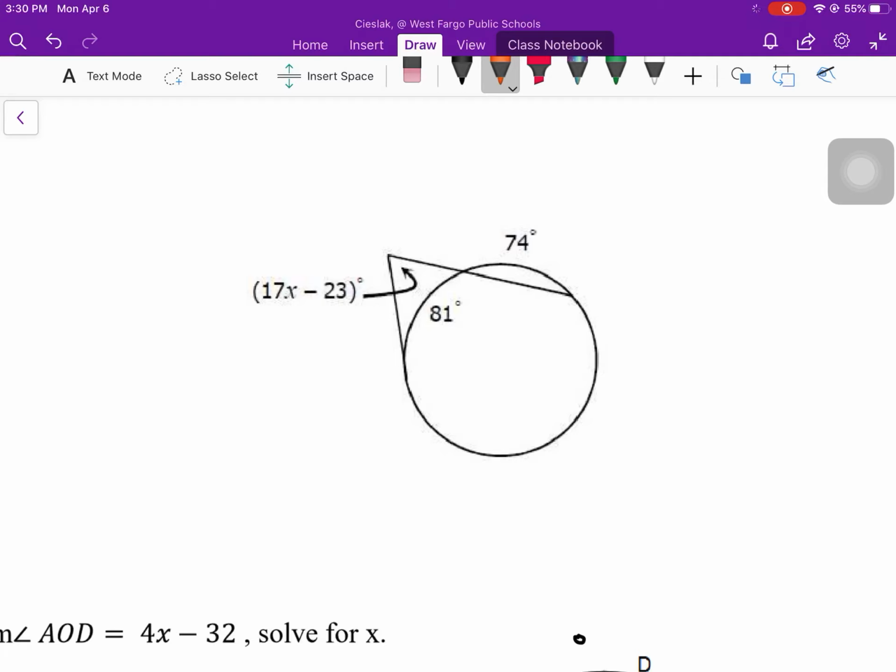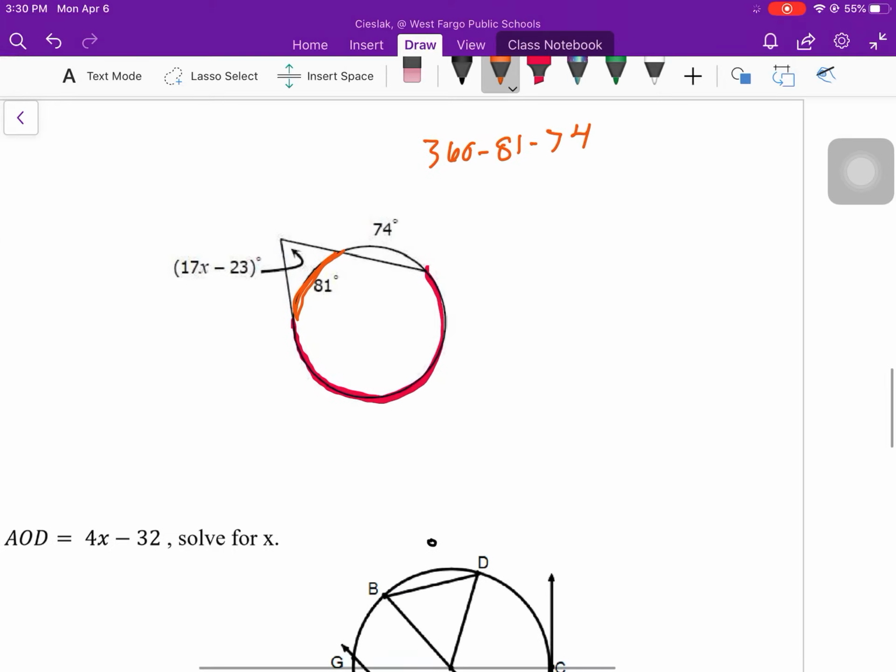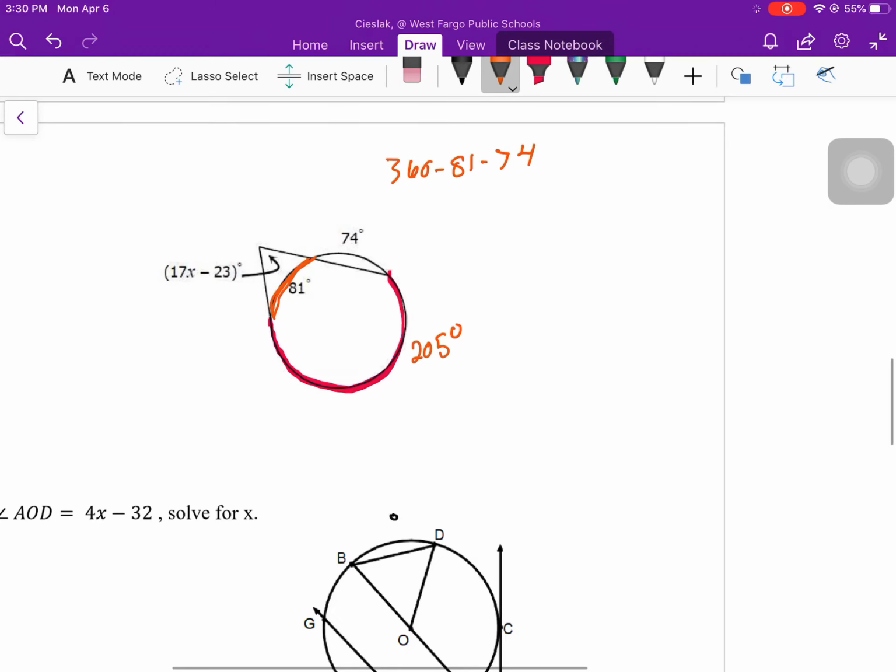Notice this next one is formed by intersecting outside the circle. So if you remember, that is where you take half of your difference of the intercepted arcs. So notice that I've got this one is 81. I've got to do from here to here, I've got to figure out what that is. Now again, we can do that by 360 minus 81 minus 74, which is going to tell me that this arc right here is 205 degrees in red.